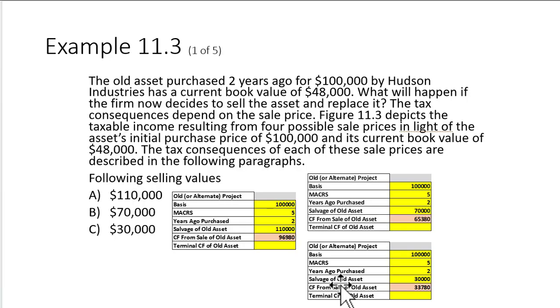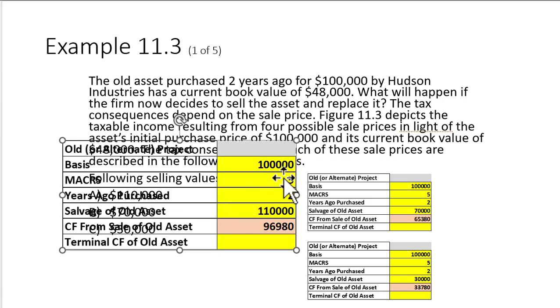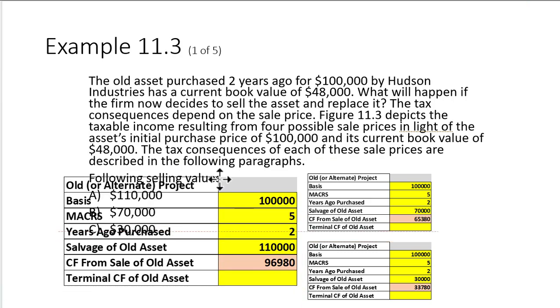So we need to look at this for some different situations, right? So again, here we have that $100,000 asset. What if we sell this asset for $110,000? I'm going to expand this just a little bit so you can see better, right? $100,000, $110,000 what we spent it for. The actual cash flow is $96,880. Well, where did that come from?